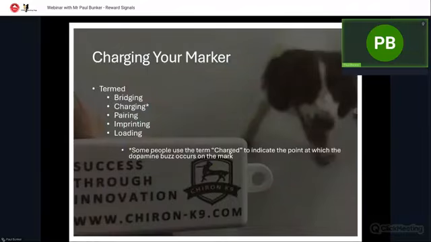So charging the marker, it's sometimes termed bridging, pairing, imprinting, loading. And I make a note there about charging. Some people use the term charged to indicate the point at which the dopamine buzz occurs on the mark, and that is the point of charge. You can use any of this technique, any of this verbiage, and there might be other verbiage that people use. In the dog community, people use lots of different terms for the same thing. But basically, we're saying we're making the association between the mark and reinforcement. And what you call that, whether you call it bridging, charging, pairing, imprinting, loading, or something else, it's irrelevant. It doesn't matter to the dog. All the dog cares about is the sound and the consequence of what that is.